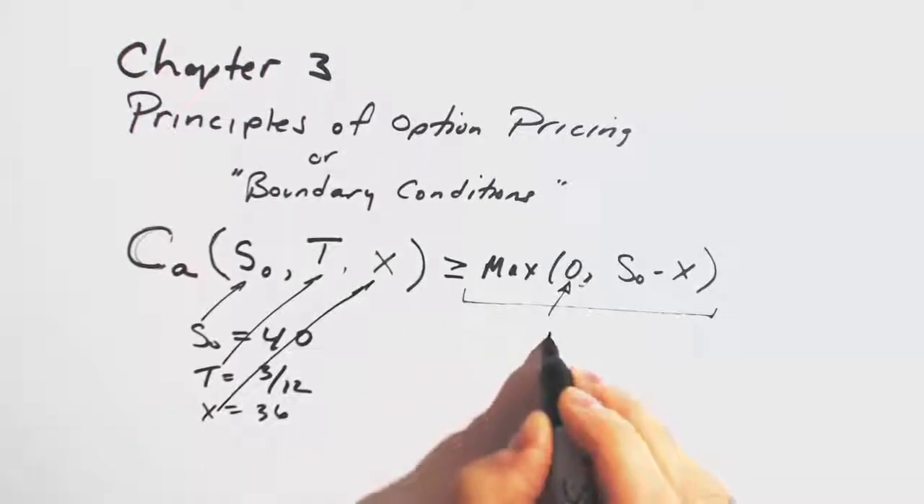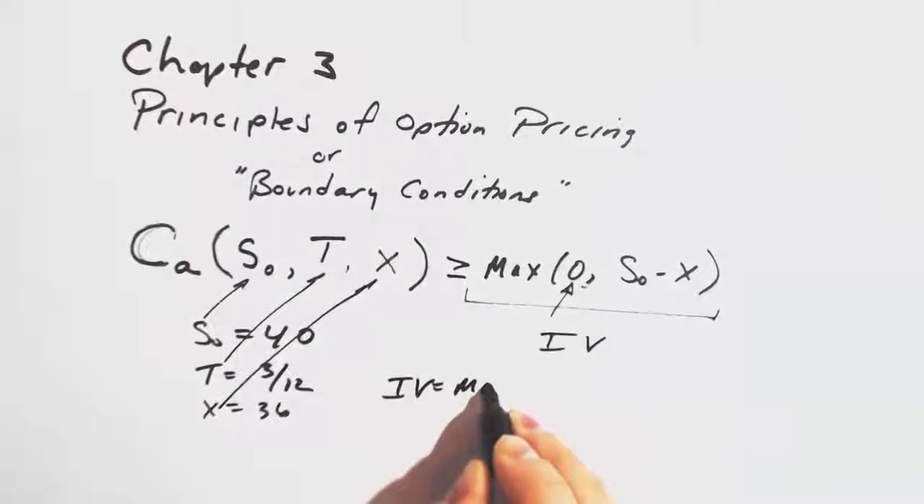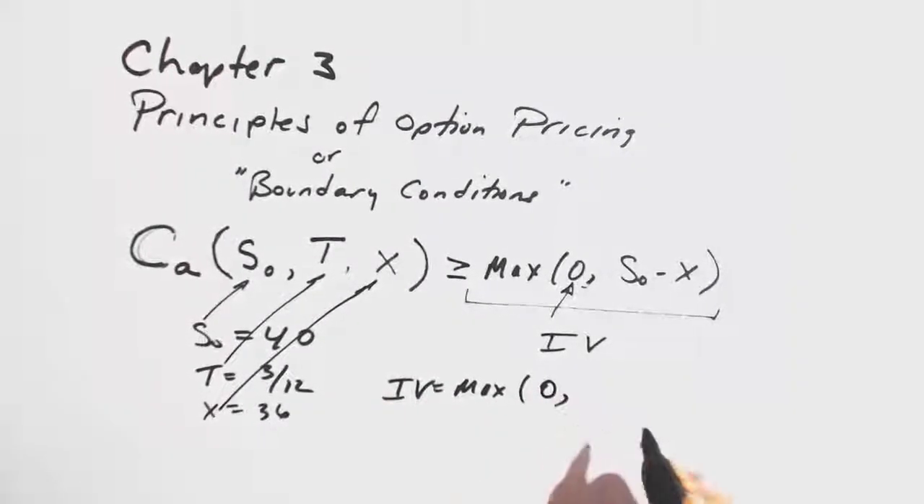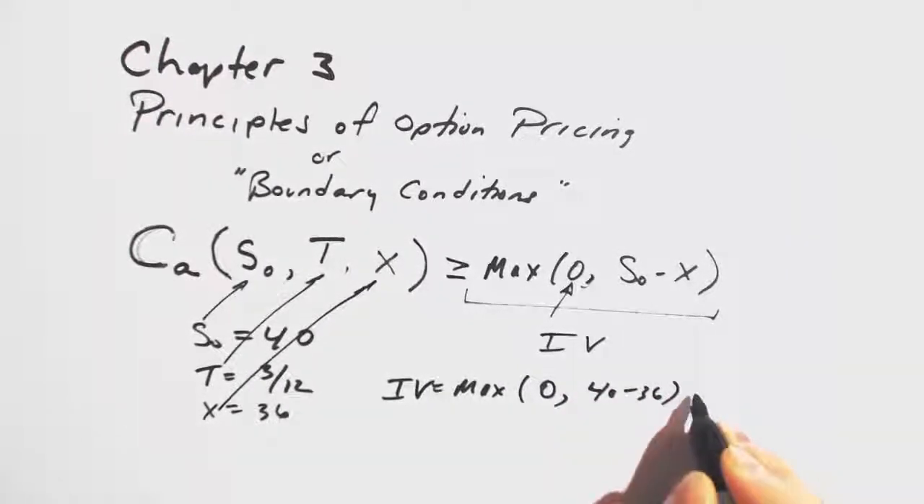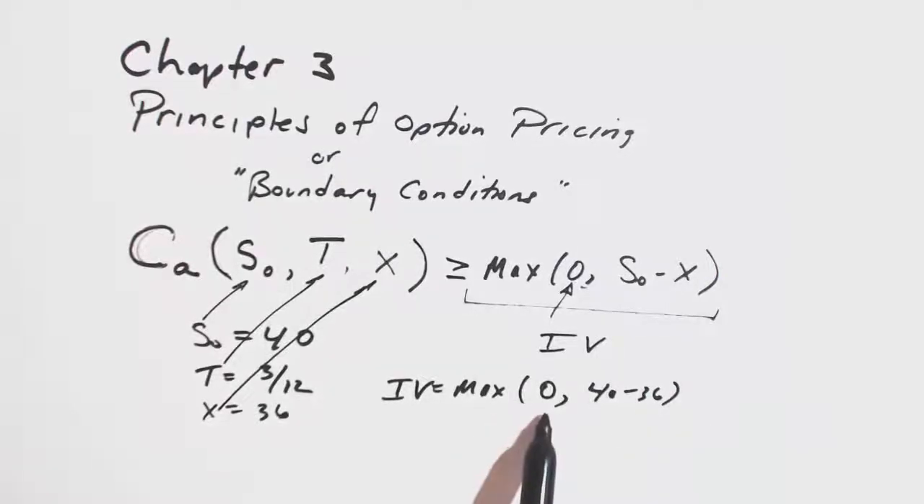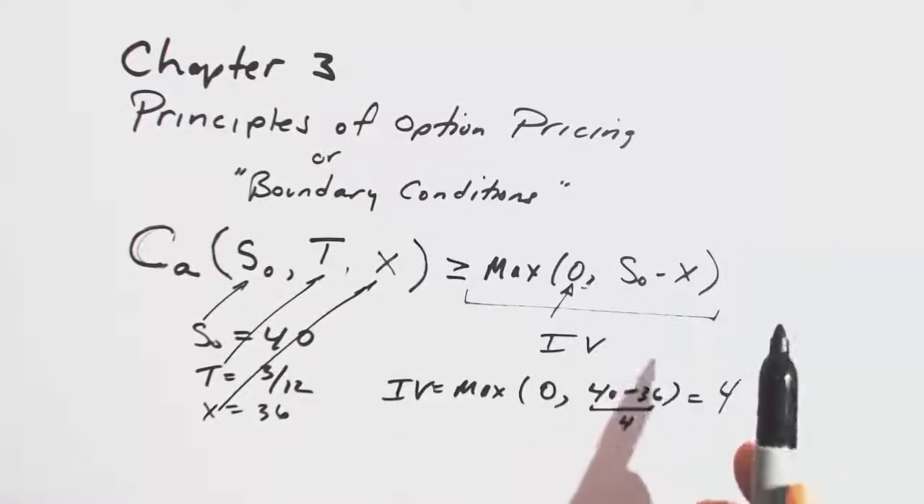We're going to call this IV, the intrinsic value. IV is the maximum, in this example, of 0 or 40 minus 36. What's greater, 0 or 4? It's 4. So the intrinsic value is 4. This option is in the money by $4. And if you had it, and it's an American option, meaning you can exercise it right now, you can get your hands on this intrinsic value.